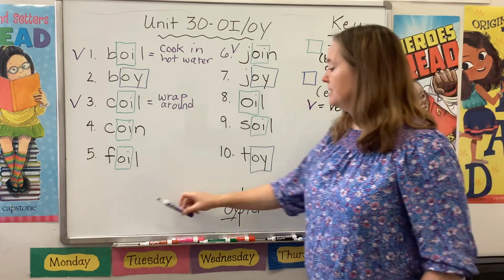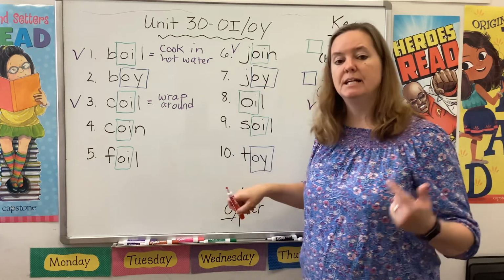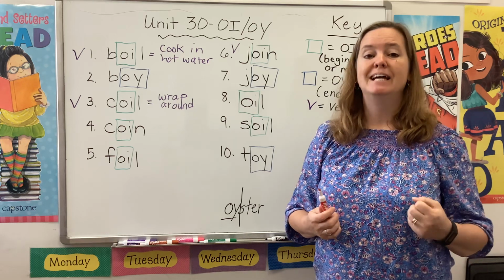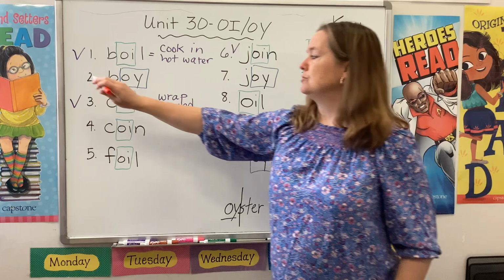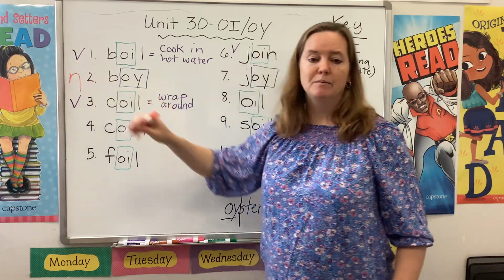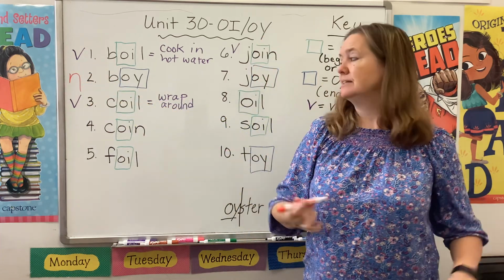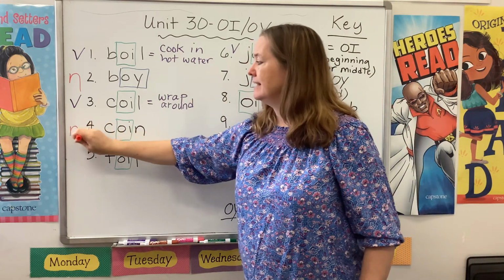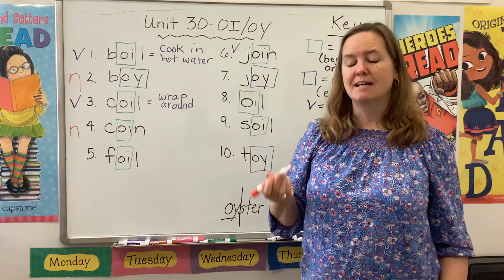All right, let's look for nouns now. A person, a place, a thing. If you can touch it, if you can draw a picture of it, it is a noun. So we know what a boy is, right? We have boys and we have girls. Those are nouns. A coin is a noun. A coin is a type of money.